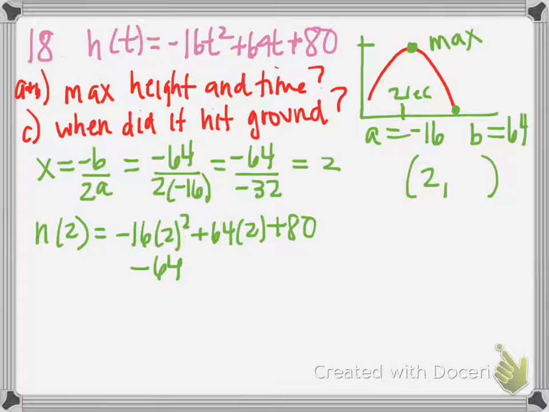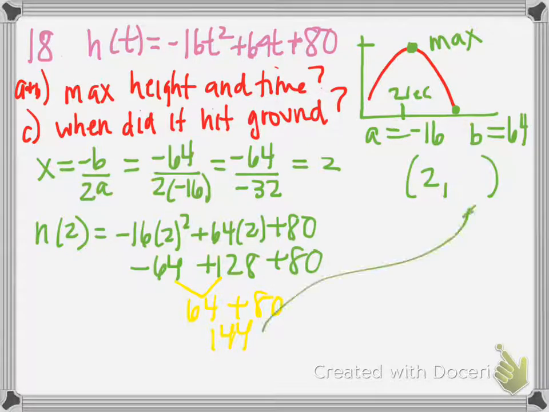The middle term should always be twice as big, an opposite sign, and if you multiply those, you get 128, and then plus 80. So if I combine negative 64 and 128, we're back to 64, and then plus 80, so that's 144. So therefore, the max height here is 144, so this would be 144 feet.